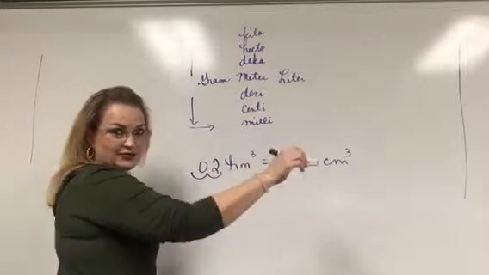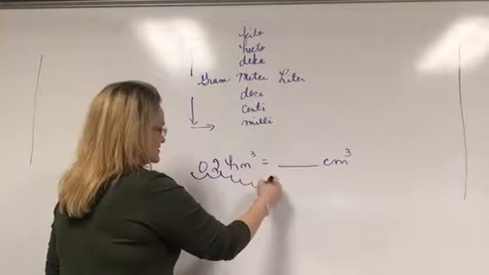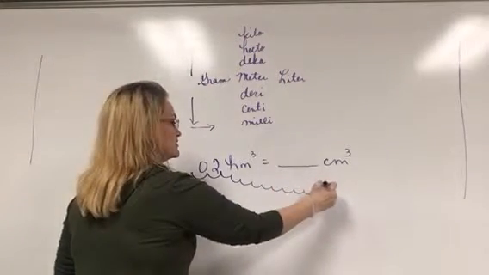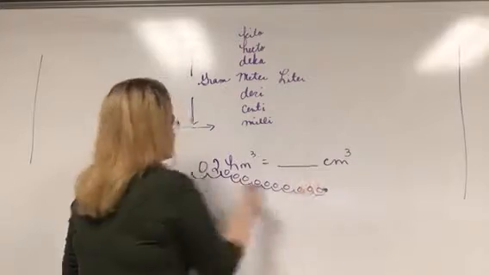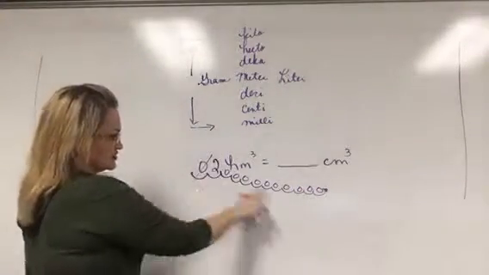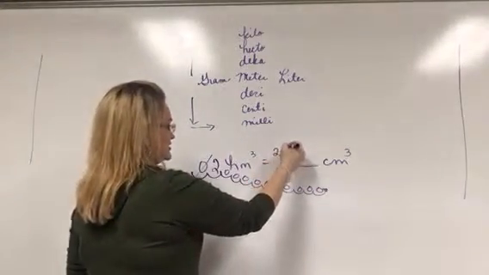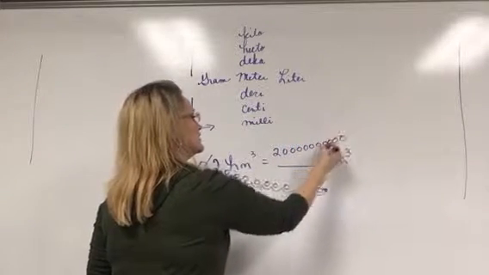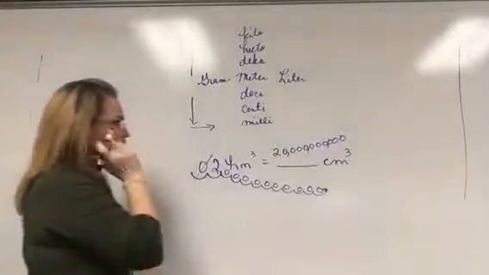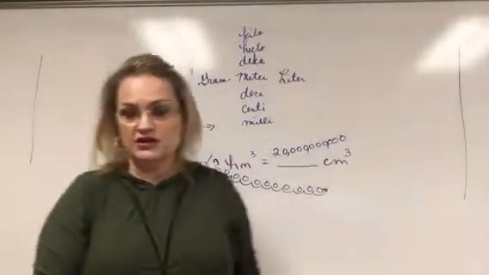1, 2, and then 10 more places. 3, 4, 5, 6, 7, 8, 9, 10, 11, 12. Then fill in with zeros. The 0 in front is non-essential, so you've got a 2 and 10 zeros. Okay. So that's how we do conversions if they're both cubic.